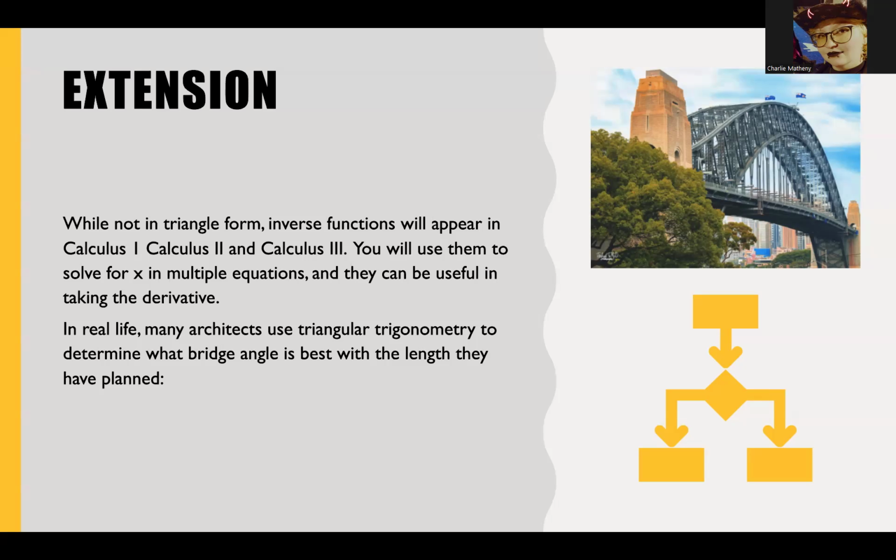In real life, however, many architects do use triangular trigonometry to determine what bridge angle is best with the length they have planned. So if you look at the bridge very specifically, you can see that it almost looks like a triangle, right? Here's your triangle. No, not necessarily a right triangle. You do want to know what specific building arch that may want to be, and you're going to look at it from like this. So therefore, you know what way to build it, because you can split anything into basically a right triangle like that. So hopefully that makes sense.